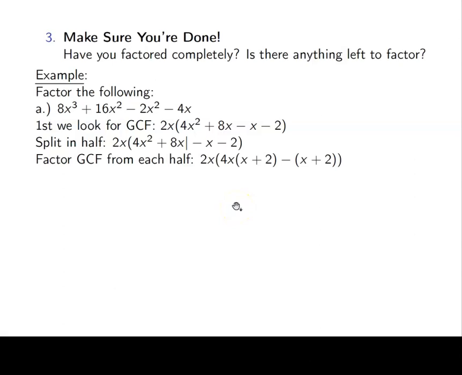Okay, so I have my 2x that's still there. From this term, I pull out a 4x. What's left over is x plus 2, right? 4x goes into this, gives me an x. 4x times 2 gives me 8x. Here I can pull out that negative 1.